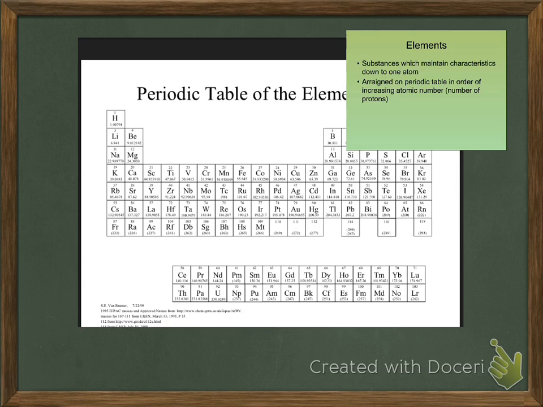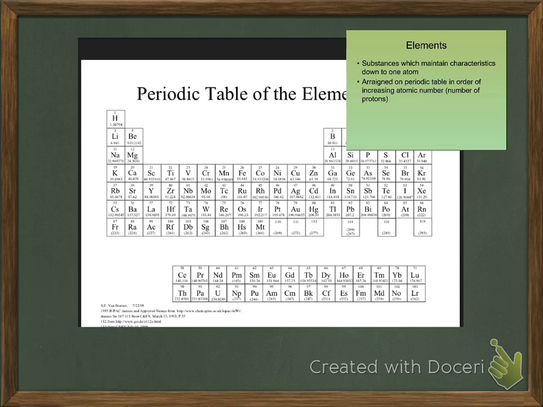So I said the periodic table is the primary source of information about the elements, and what I forgot to say is, what are elements? And you know this from physical science, but it just bears sort of touching on. They're substances where the characteristics of the substance are the same when we get down to a single atom of the substance. So if it's on the periodic table, it's an element, and if it's not on the periodic table, it's not an element.